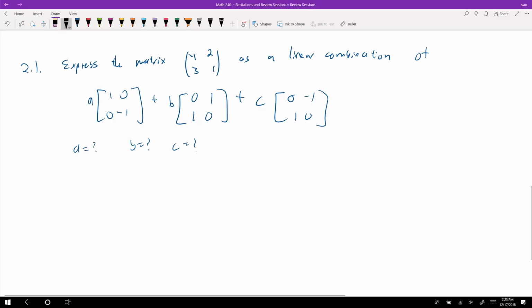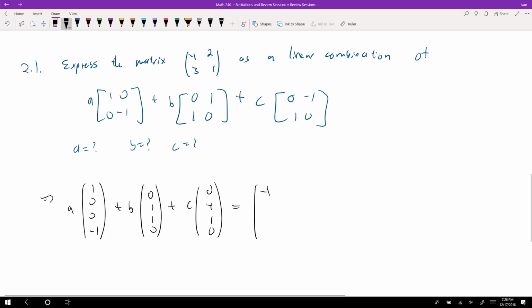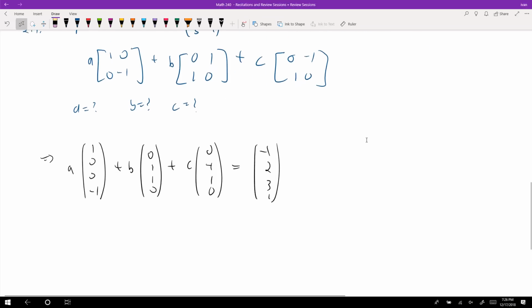Well, we'll unravel these matrices, so you get 1, 0, 0, negative 1 times A plus B times 0, 1, 1, 0. I'm doing this in a super roundabout way. Times C is equal to negative 1, 2, 3, 1. Then you just put this in a big matrix. So now this is 1, 0, 0, negative 1, 0, 1, 1, 0, 0, negative 1, 1, 0. And then you augment it with negative 1, 2, 3, 1.